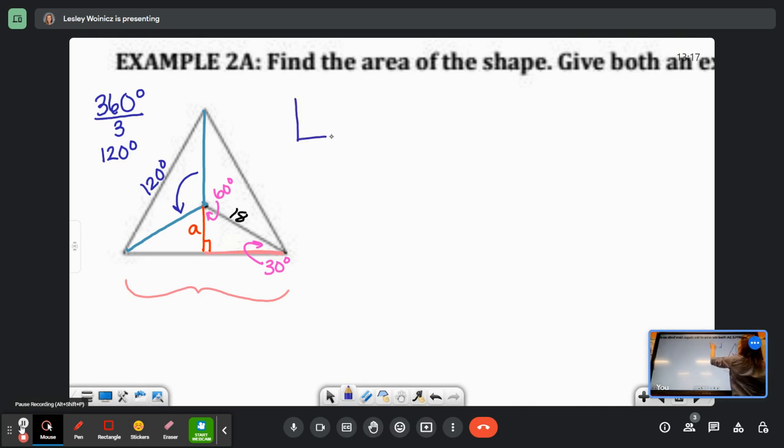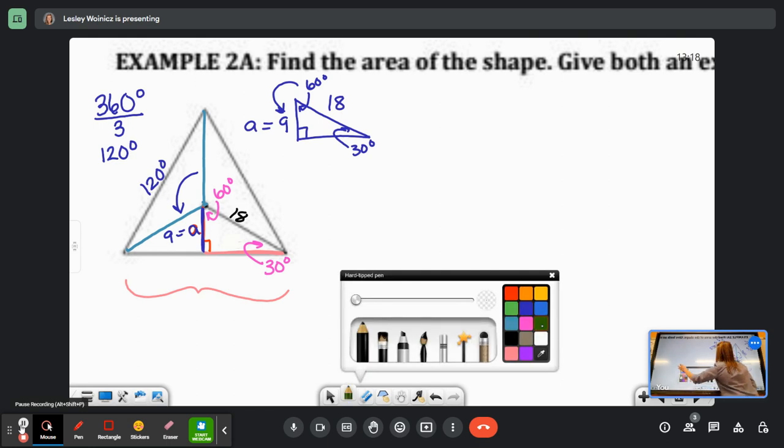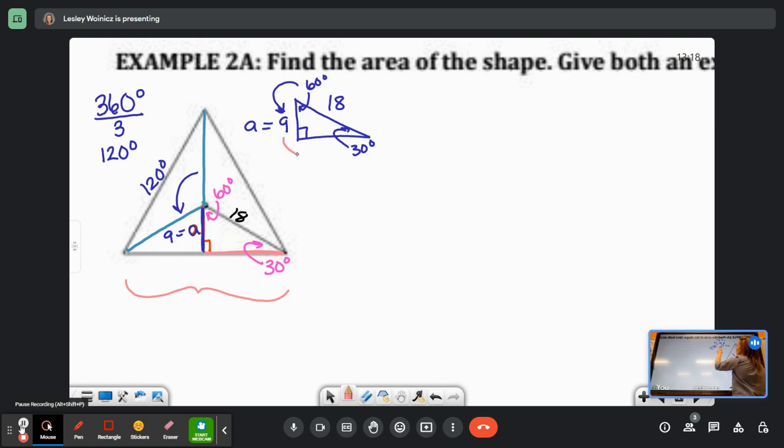Let me draw it off to the side, where I have a hypotenuse of 18. This is my 60. This is my 30. So to go from the hypotenuse to the short side, I have to divide by 2. So that short side is 9. And that is my apothem. To go from the short side to the long leg, I have to multiply by root 3. So that is 9 root 3, which makes the entire side of my big triangle 18 root 3.